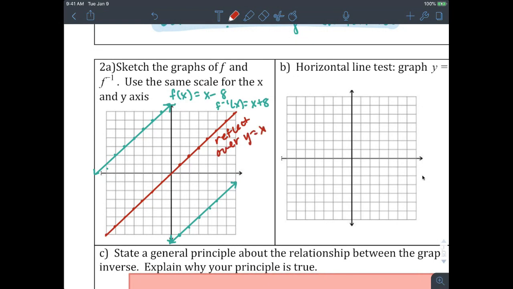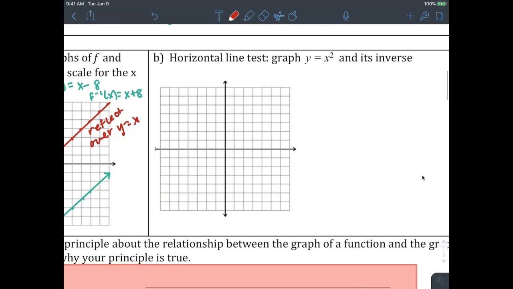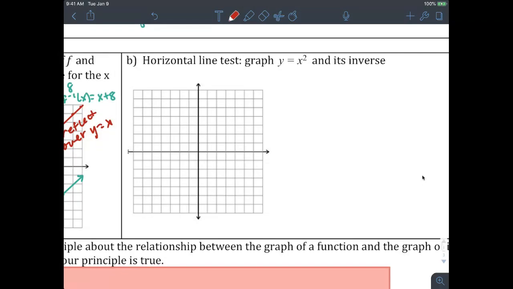Okay, one test for us for inverses is called the horizontal line test. So I'm going to go ahead and graph my y equals x squared. So I start at 0, 0, over 1 up 1, over 2 up 4. Same, symmetrical on the negative side.